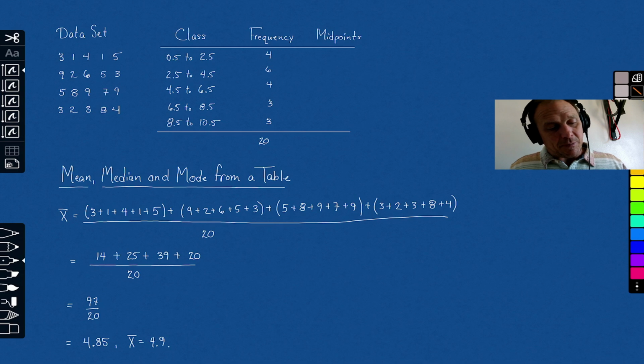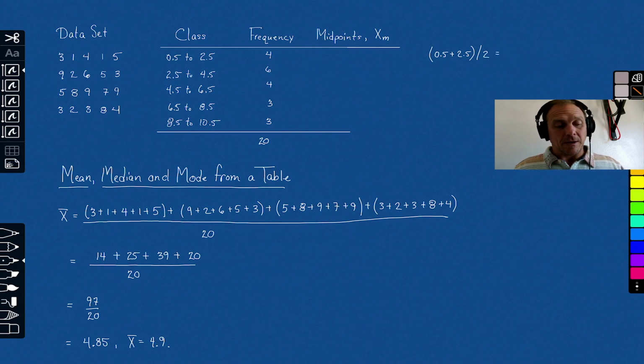So I find my midpoint, and often you'll see it abbreviated XM for midpoint. To find our midpoint, like for the first class, we would take 0.5 plus the 2.5. There's two of them, so then we divide it by 2. Well, 0.5 plus 2.5, that's 3. Divided by 2, we get 1.5. So our first midpoint is 1.5. In other words, we're going to use 1.5 as our best idea of what the data values in that first class look like.